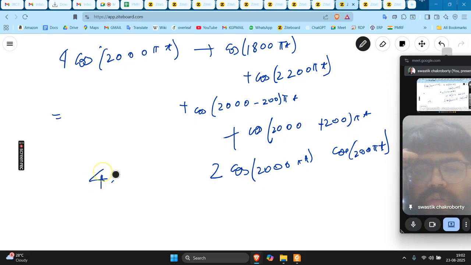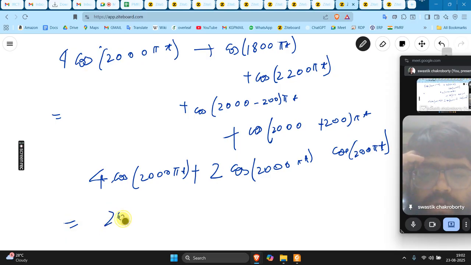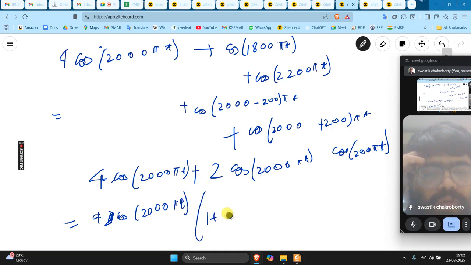You take 2 cos 2000 pi t common. Rather, you take 4 cos 2000 pi t. You take the entire carrier as common. So you have 1 here, and you have half into cos 200 pi t.